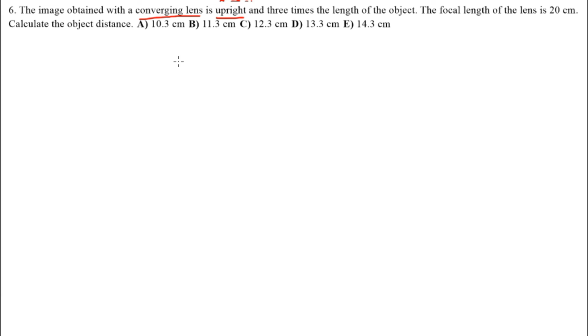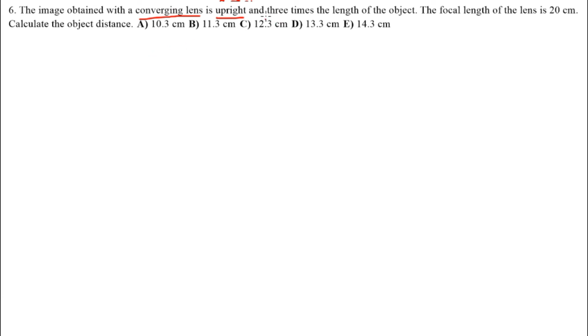You know that I explained this while I was talking about the different positions that we can place an object in front of a converging lens, and the characteristics of the images it produces. That is the last position I talked about for a converging lens.